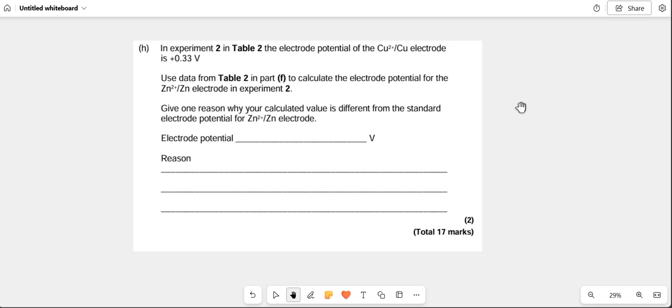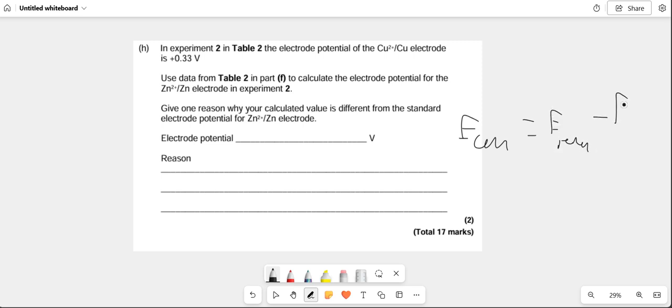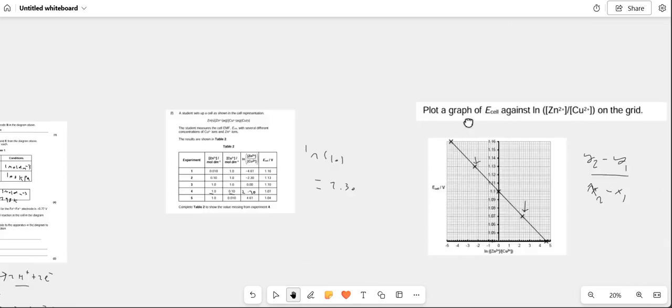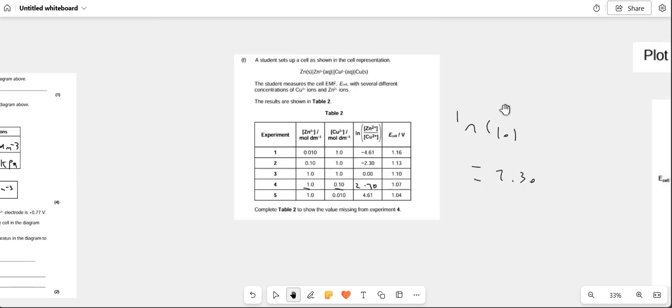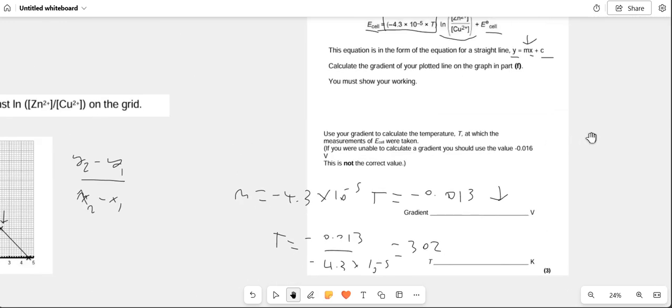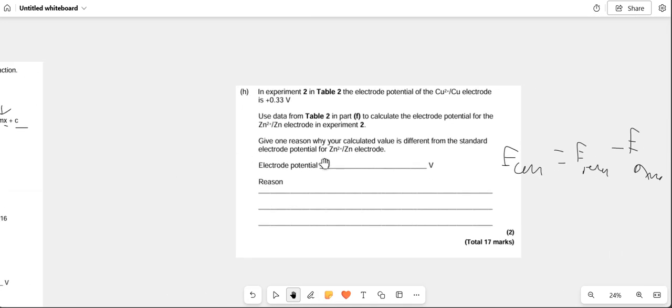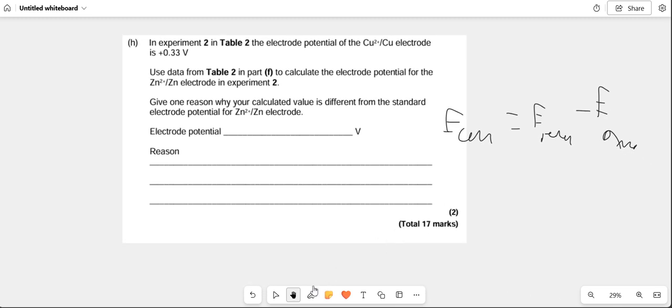Part H. An experiment in the table is 0.33. Use data from table 2 and F to calculate the actual potential for Zn in experiment 2. So let's just write straight away. Whenever you've got EMFs, always good to write E cell is equal to E reduced minus E oxidized. Let's look at the E cell here then. What's the E cell value for experiment 2? It's 1.13. So therefore 1.13. What's going to get reduced and what's going to get oxidized there? That's what we need to find. So 1.13 is going to be equal to that minus that.